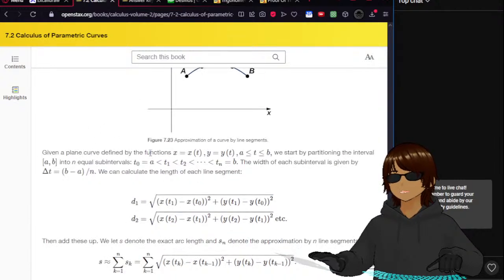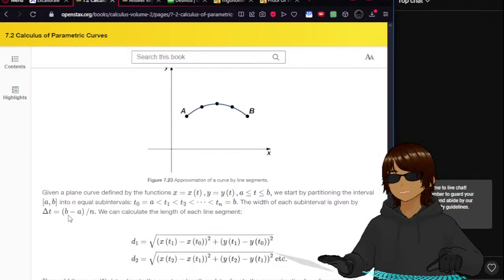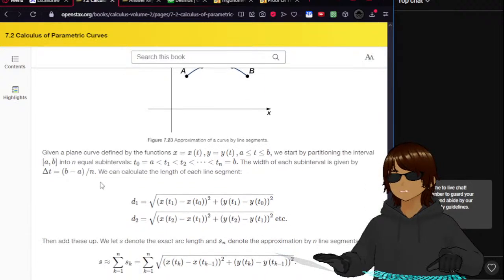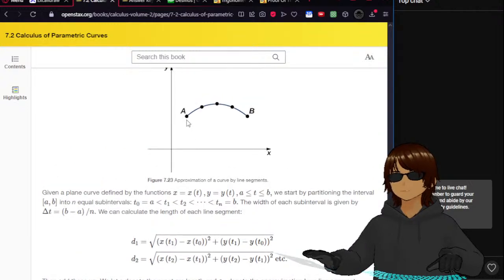Given a plane curve defined by the functions x(t) and y(t) from a to b, we start by partitioning the interval ab into n equal subintervals. The width of each subinterval is given by b minus a over n. So it's equal in the x-axis, right? You can calculate the length of each line segment like this. d1 is from the Pythagorean theorem, from this to this, from this line, and using the Pythagorean theorem we find the diagonal line.